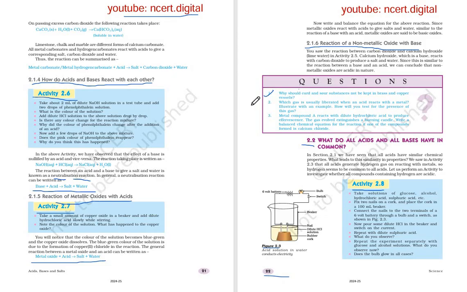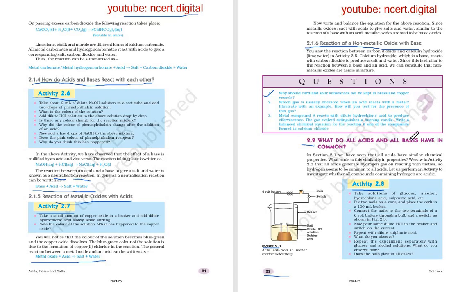Questions. 1. Why should curd and sour substances not be kept in brass and copper vessels? 2. Which gas is usually liberated when an acid reacts with a metal? Illustrate with an example. How will you test for the presence of this gas? 3. Metal compound A reacts with dilute hydrochloric acid to produce effervescence. The gas evolved extinguishes a burning candle. Write a balanced chemical equation for the reaction if one of the compounds formed is calcium chloride.